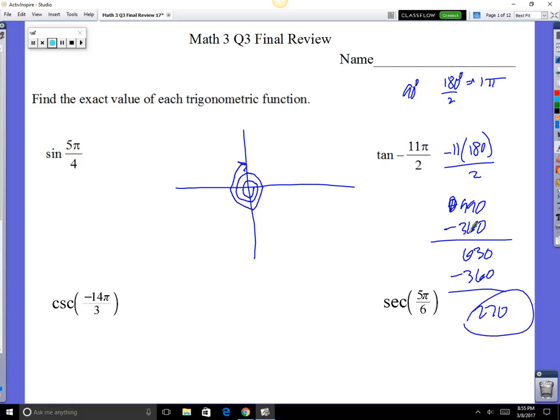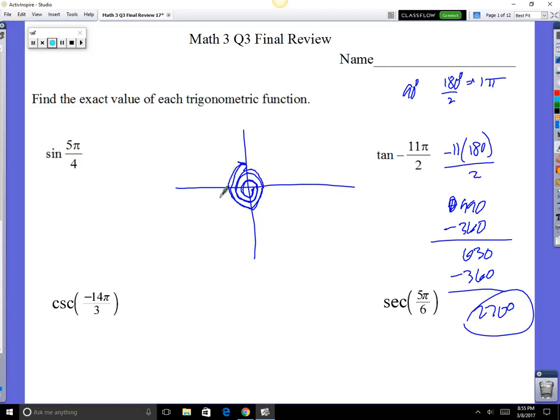So I should do 2 full spins, which, let's see what I got here. I got 1 full spin, 2 full spins, and then go 270. So there's 90, 180. Okay, that matched up. So radians, hopefully you're starting to get pretty good with radians.